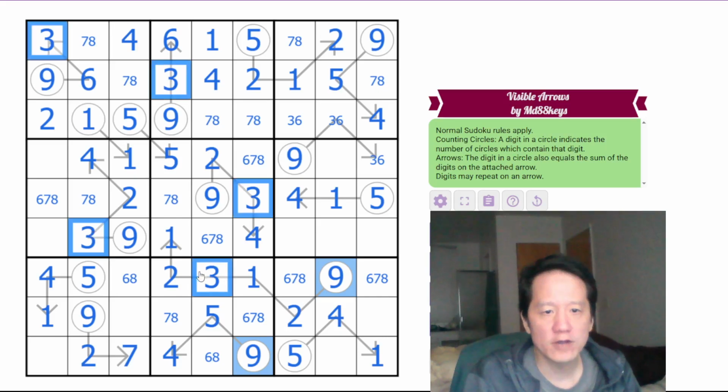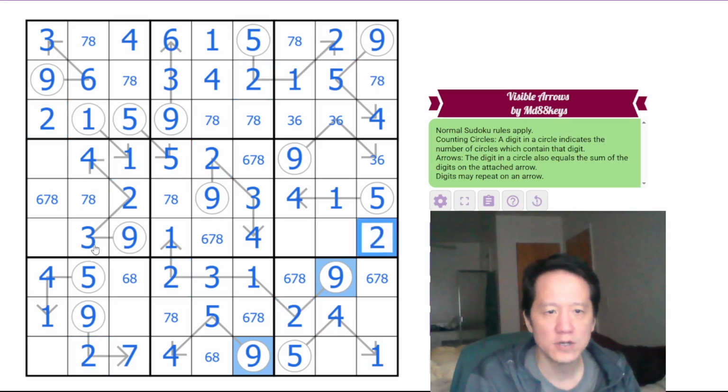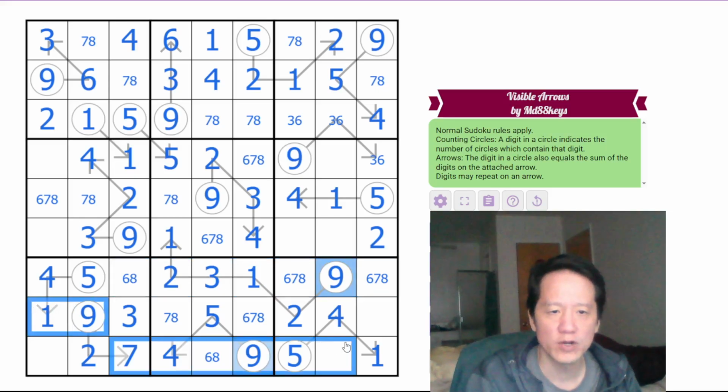We have 8 2s. We know where the last 2 has to be. It has to be here. I think we have a decent amount of 3s. Well, we know where the 3 is in the lower left. It can't be here, can't be here, and can't be here. It must be here. Therefore, we know where the 3 is in the lower right.